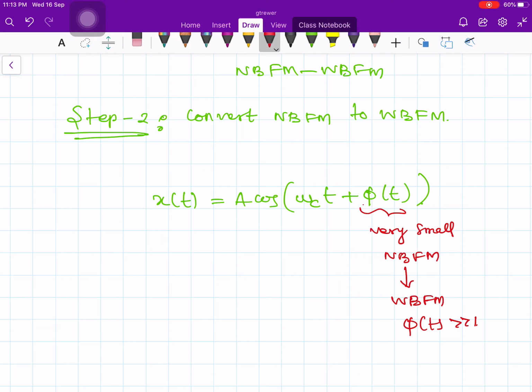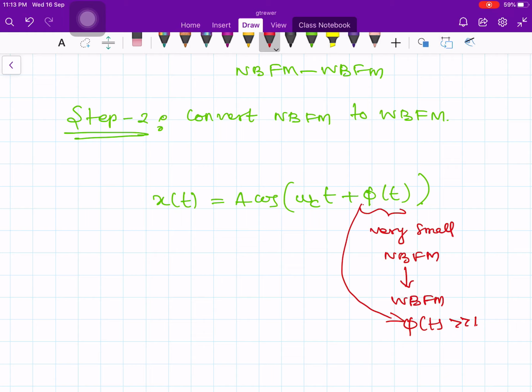So we have to get rid of that assumption that it is very small. Somehow you change that phi of t from a small value to a large value. Therefore, I allow phi of t to take large values. So we are stating that phi of t is a small value for narrowband FM. Now we are asking, how can I make it a large value? That is the question in front of us.